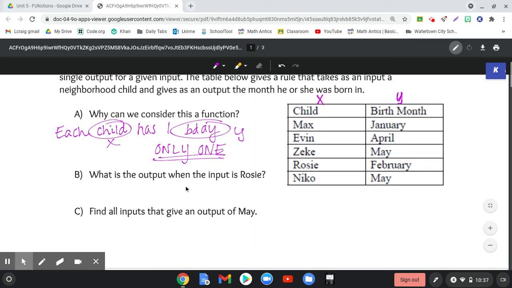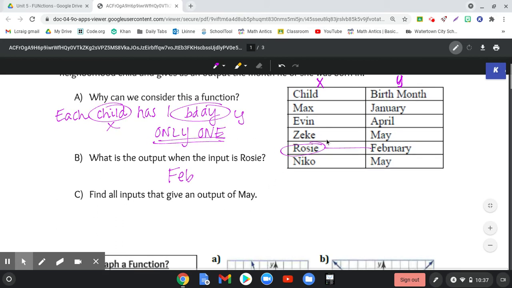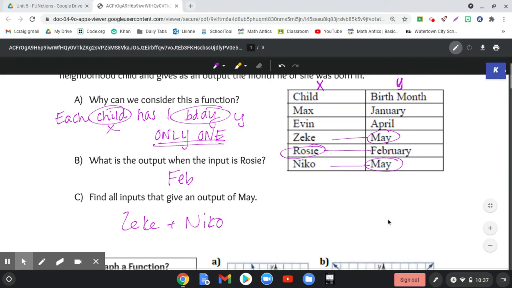All right, what's the output when the input's Rosie? That's just another way of asking, what's Rosie's birthday? We'll find Rosie over here, February. Find all inputs that have an output of May. So find all the people that have a birthday in May. Zeke and Nico. And again, that is a function. Even though it's not really math related, it is a function because each person only has one birthday. But again, it's okay if 2 people have the same birthday.